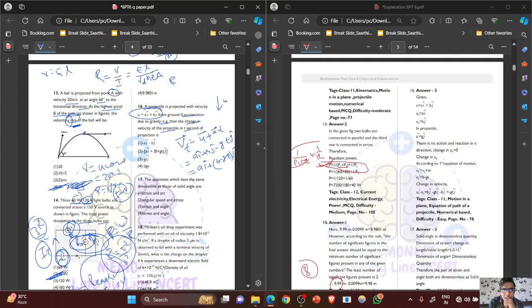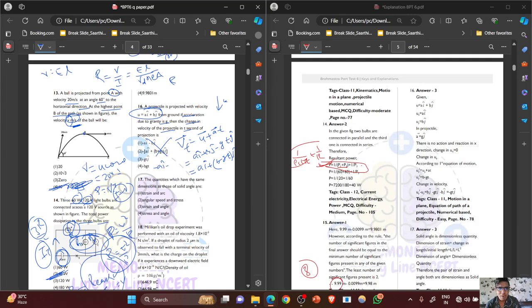There will be only change in the y direction. There will be no change in the x direction. So minus a i cap, minus minus. No, it's wrong, wrong, wrong. It's minus g t.